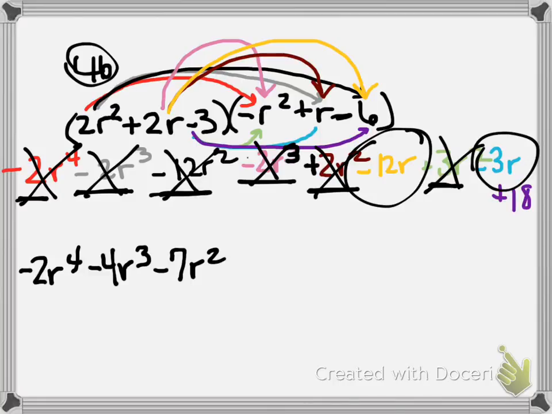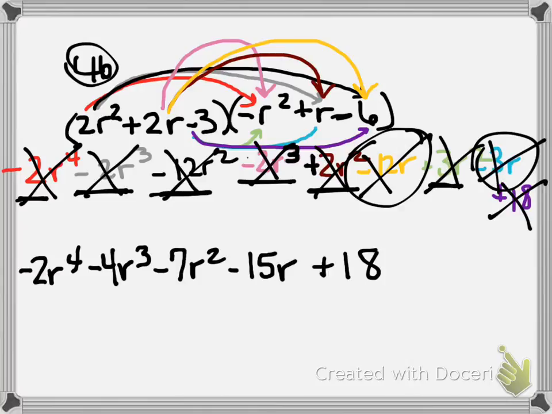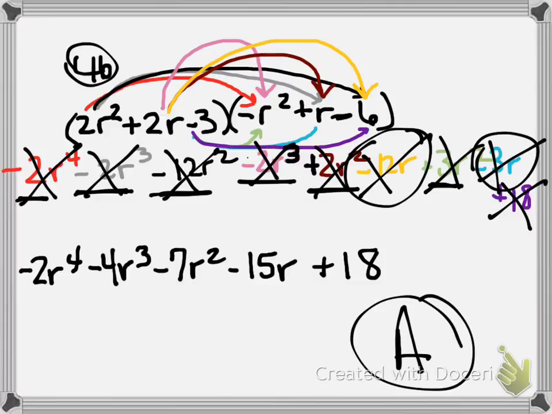Negative 12r and negative 3r are like terms, so that's negative 15r. And the positive 18 just travels along, nothing to combine that with. And now we have combined all of our terms. And if you look at number 46, you will see that the correct answer is A. Okay? So that concludes this lesson.